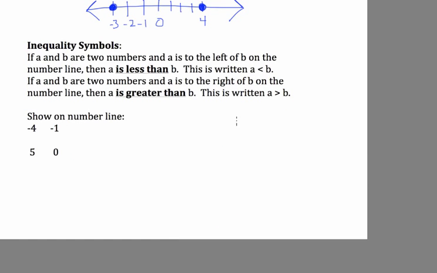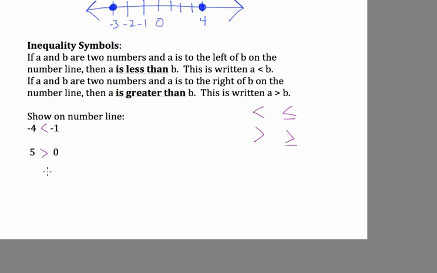The inequality symbols are less than, greater than, less than or equal to, and greater than or equal to. The numbers -4 and -1. If I were to put an inequality in there, I would put in less than, because -4 is less than -1. 5 is greater than 0.